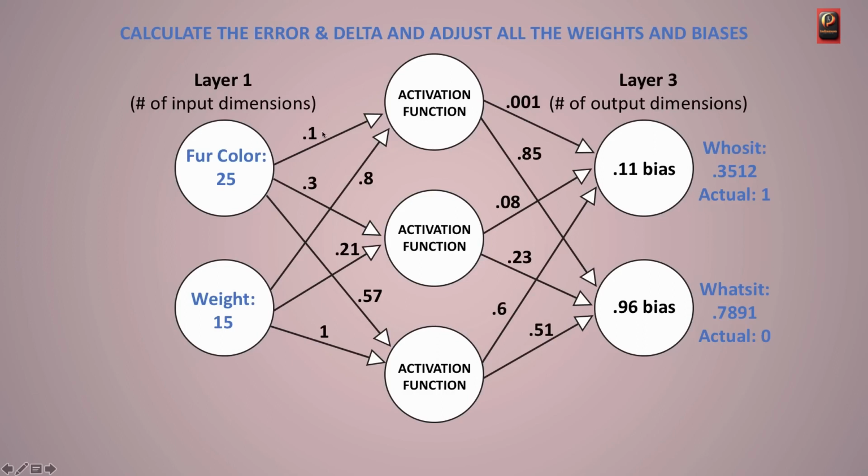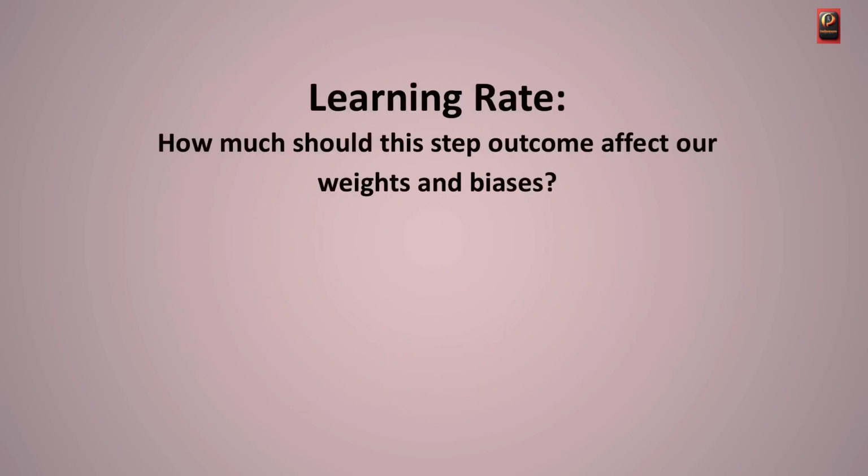We're not going to necessarily adjust them all the way, but we're going to adjust them some. How do we know how much we're going to adjust them? Well, we do that through our configurations. The first one is learning rate. Learning rate says how much should this step outcome affect our weights and our biases.